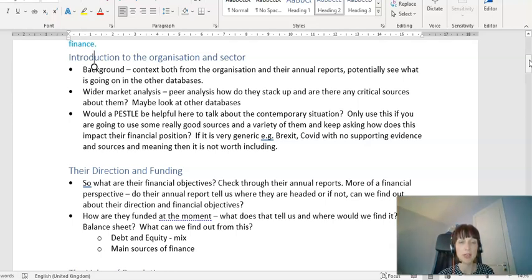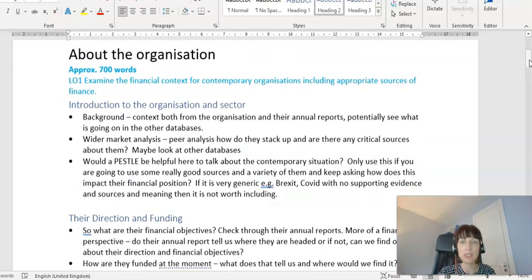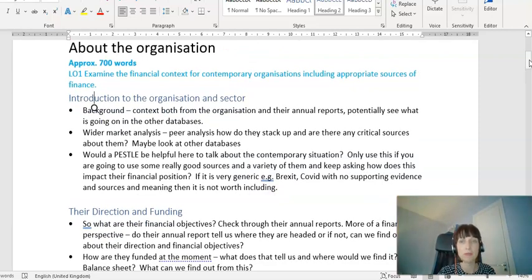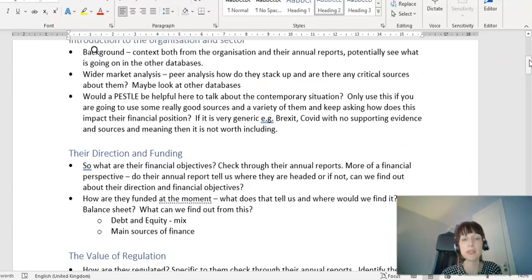and the main sources of finance that they used, because that again ties into learning outcome one, which includes appropriate sources of finance. So we're not making recommendations, we're just understanding the basis on which they're able to do their activities. The next part in this section, short and sweet, the value of regulation, I've called it, but this is just basically how are their finances governed.